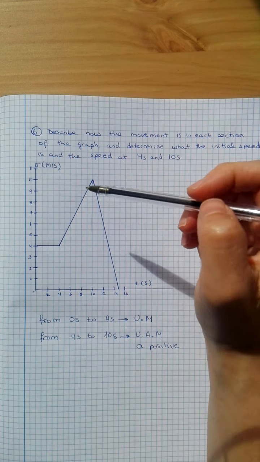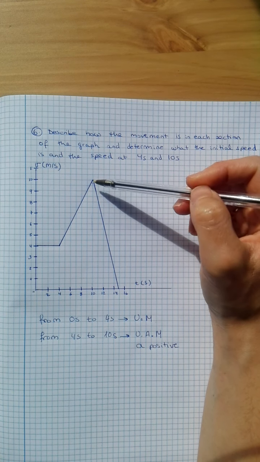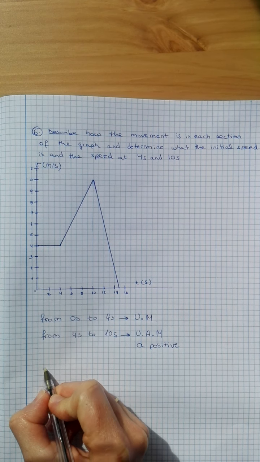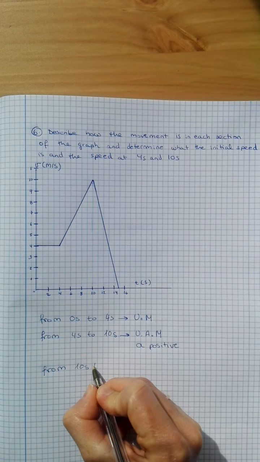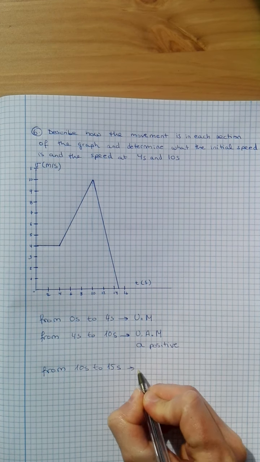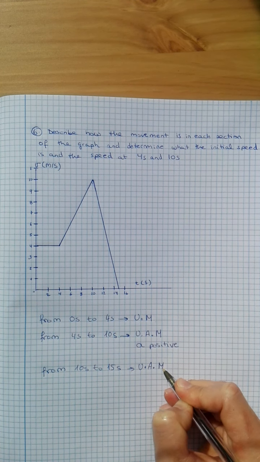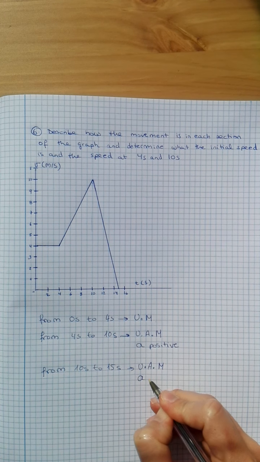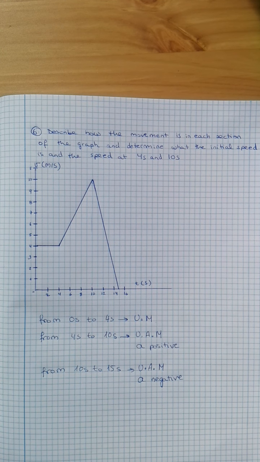While in this last part of the movement, the speed is also changing, but as you see, it is decreasing, not increasing, okay? So from 10 seconds to 15, the speed is also changing, so we also have a uniformly accelerated motion. The only difference is that in this part of the graph, the speed is decreasing, so we have a negative acceleration, okay?